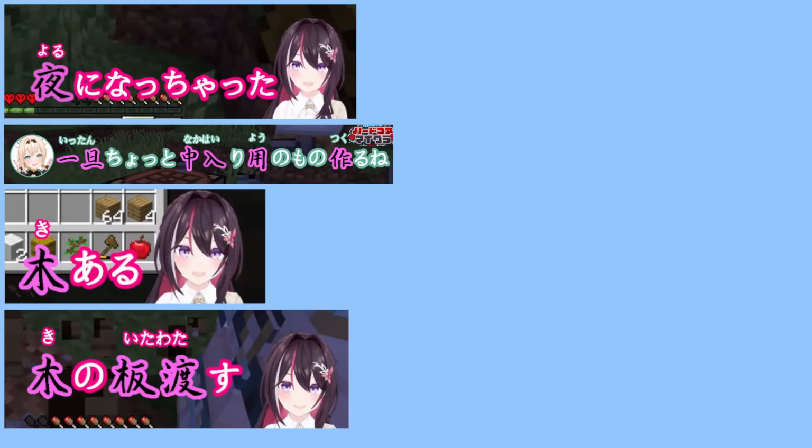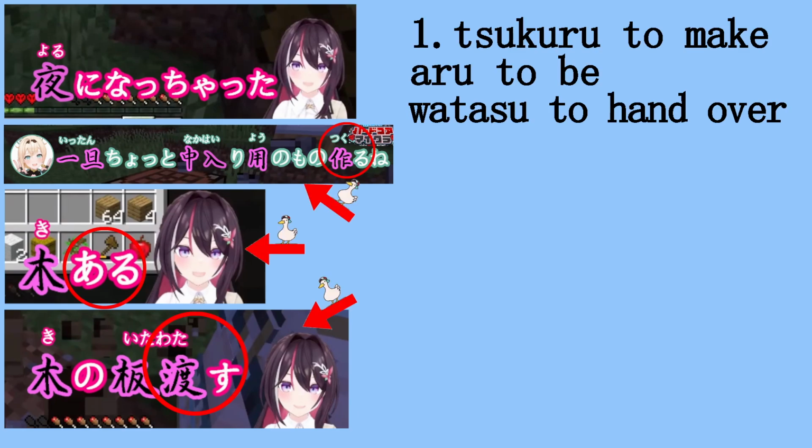Can you find the dictionary forms here? Yes, forms, there are multiple. There are 3. Tsukuru, to make, to craft. Aru, to be, for not living things. And watasu, to hand over. All 3 are Godan verbs.